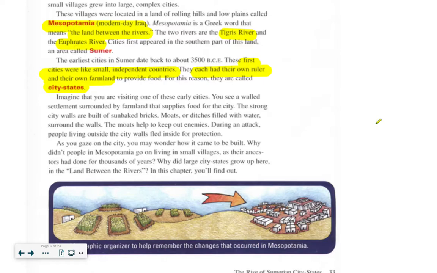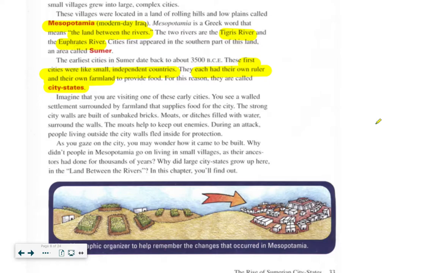As you gaze on the city, you may wonder how it came to be built. Why didn't people in Mesopotamia go on living in small villages as their ancestors had done for thousands of years? Why did large city-states grow up here in the land between two rivers? In this chapter, you're going to find out how they became successful and grew.